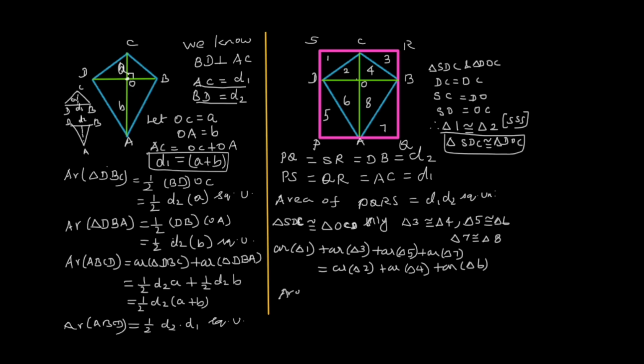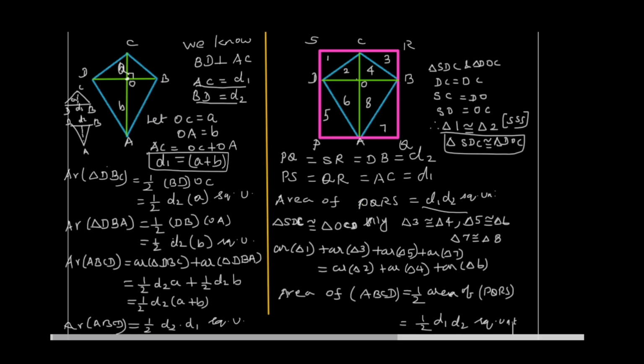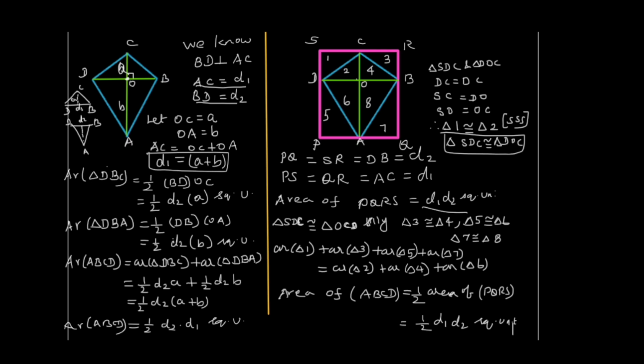So here area of kite ABCD is equal to half of area of rectangle PQRS. So that is equal to half of area of the rectangle we got here. Area of the rectangle D1 into D2, half of D1 into D2 square units. Like that, we can find area of the kite using geometry. Using the concurrency, we got area of the kite. Half of diagonal 1 into diagonal 2.